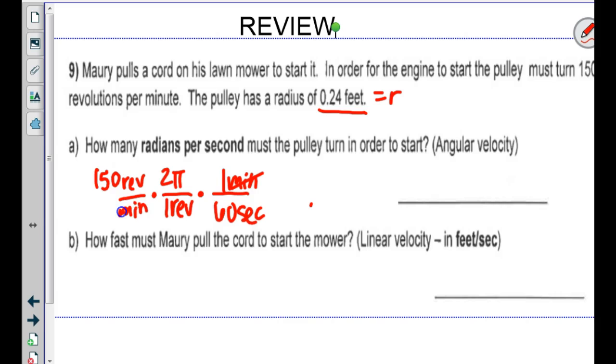So now minutes cancel, revolutions cancel. On the top, we have 150 times 2 pi. And on the bottom, we have 60. That actually divides out to be 5 pi, right? Or some equivalent decimal. Anybody have that?